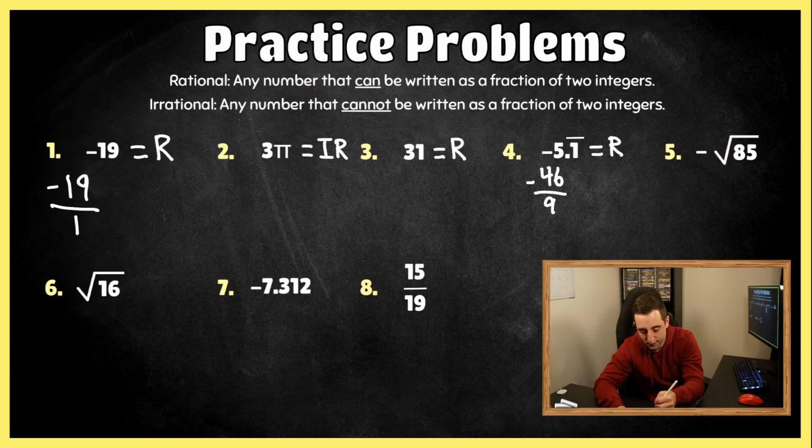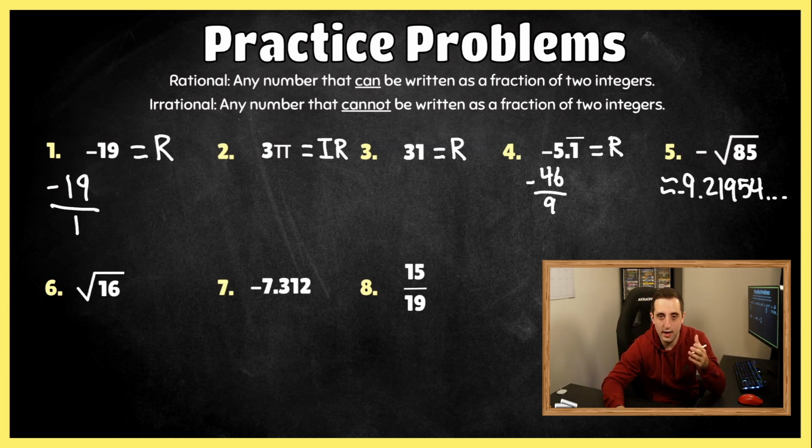So I wrote down just a further estimation of it. It would be 9.21954, and it just keeps going on and on. We just want to make sure that it's negative. Okay, regardless though, you cannot make this into a fraction of two integers. Again, non-perfect squares are considered irrational numbers.